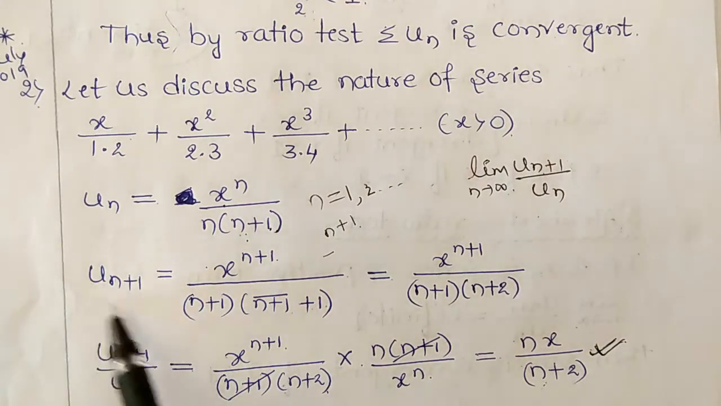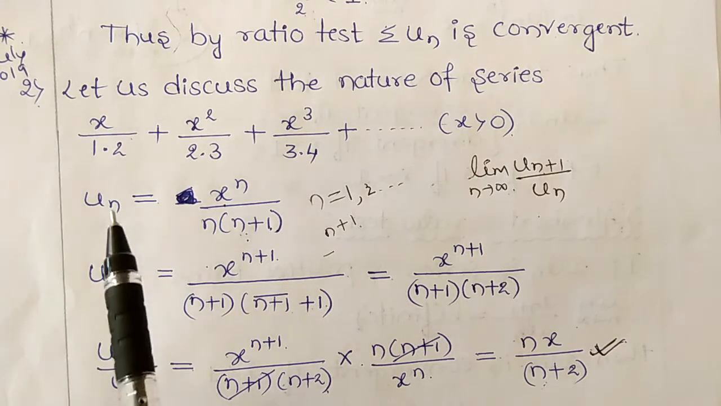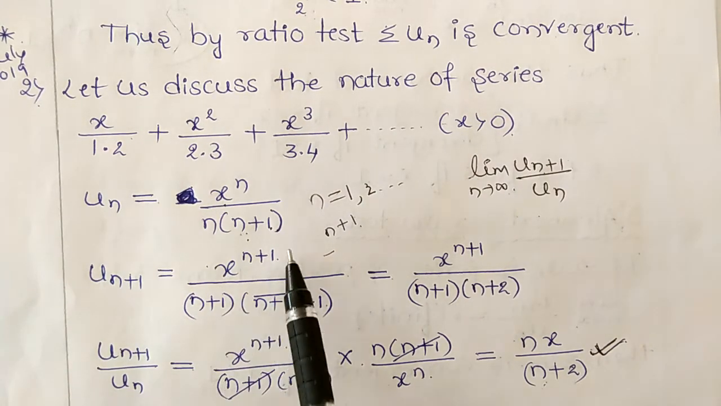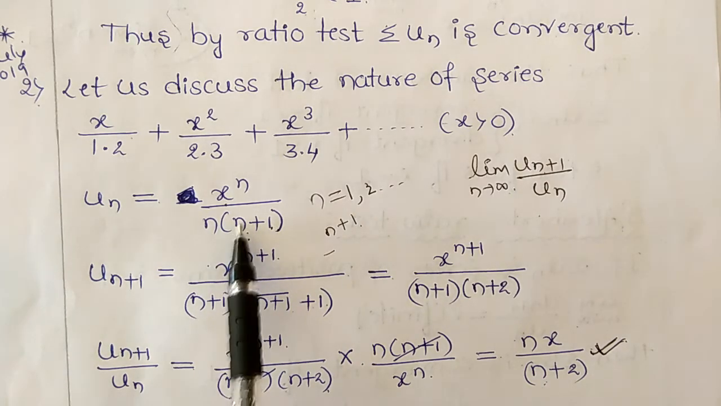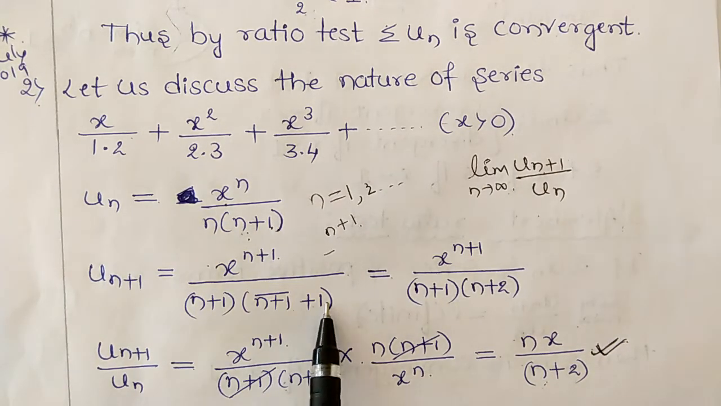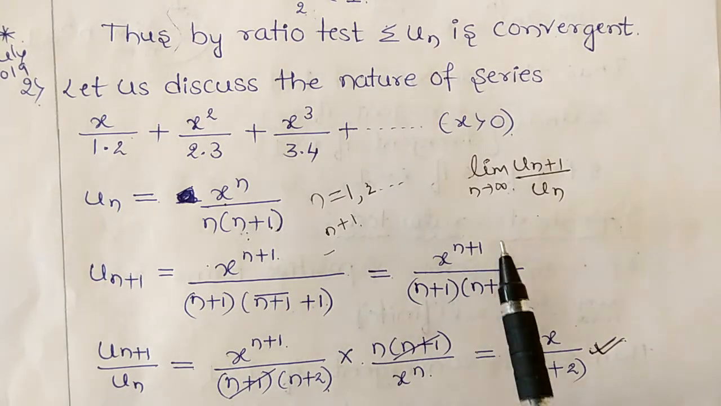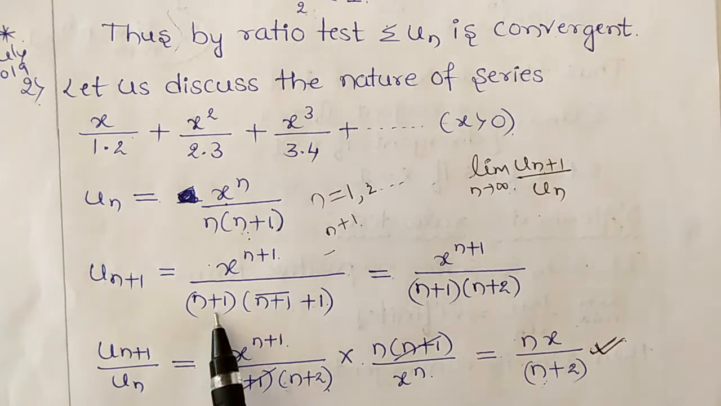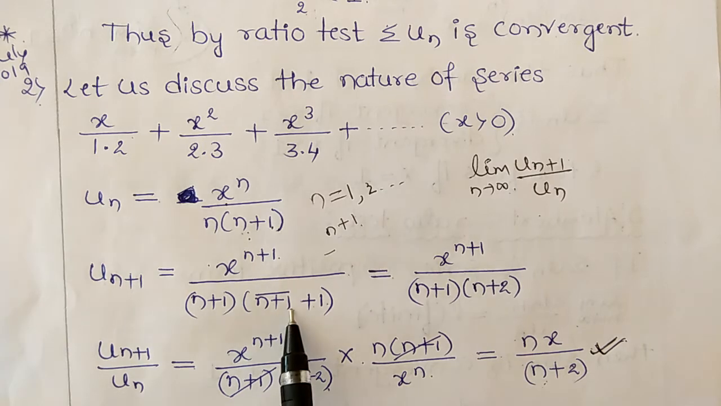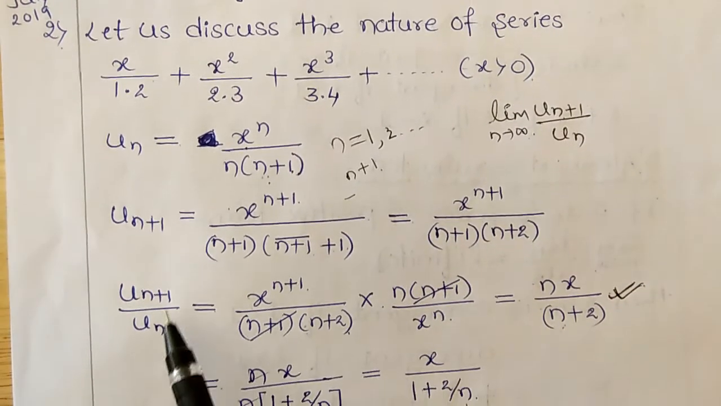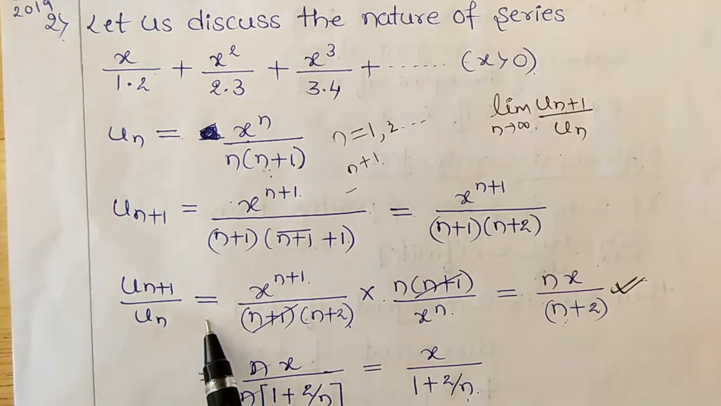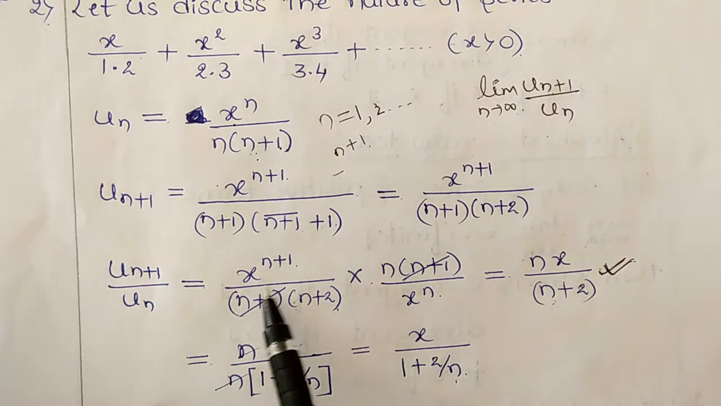Then calculate un plus 1 by using this. Replace n with n plus 1. We get x raised to n plus 1 divided by n plus 1 into n plus 1 plus 1, which is x raised to n plus 1 divided by n plus 1, keep as it is, and n plus 1 plus 1 is n plus 2. So un plus 1 divided by un is equal to x raised to n plus 1.